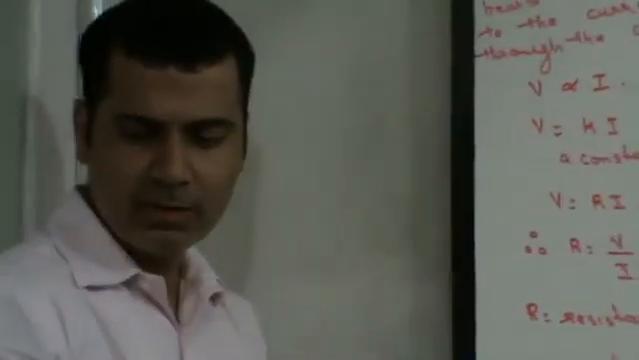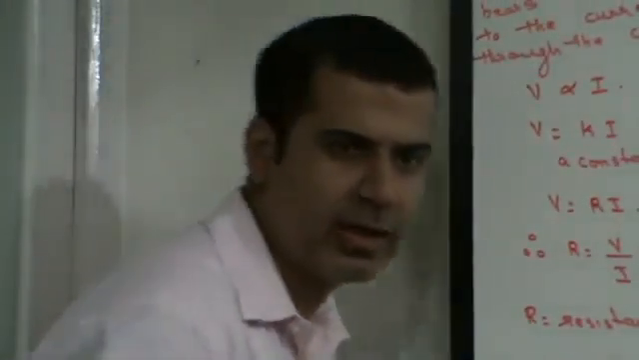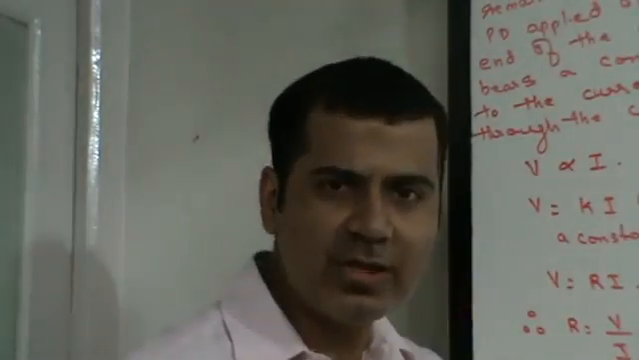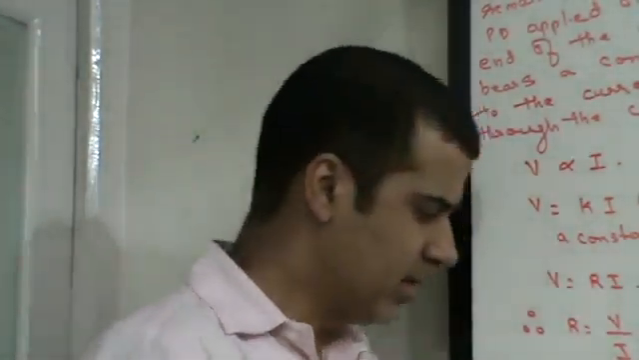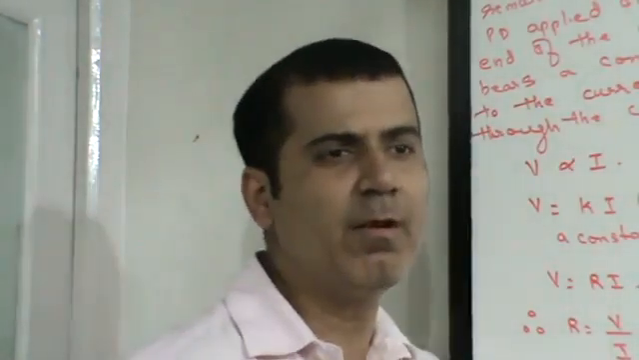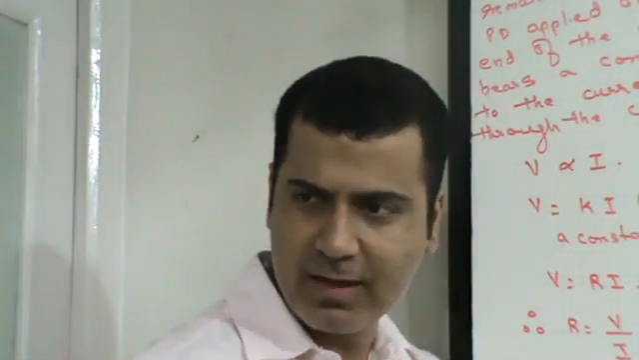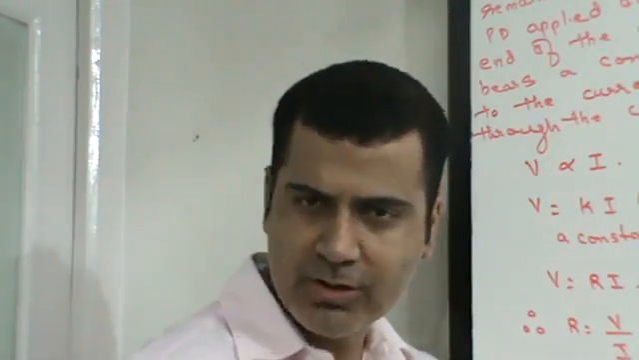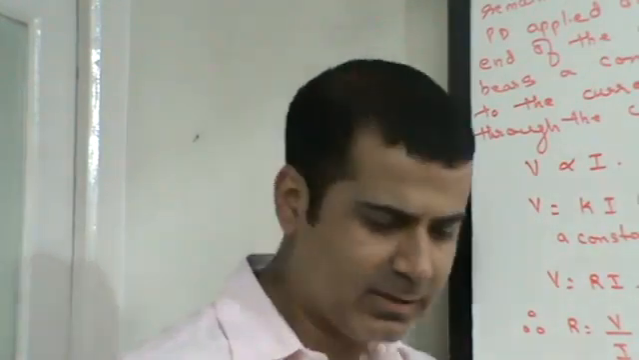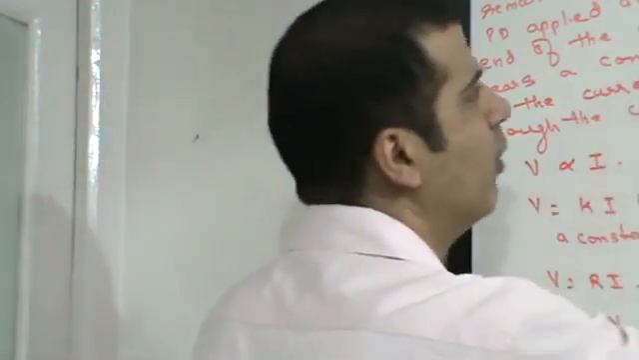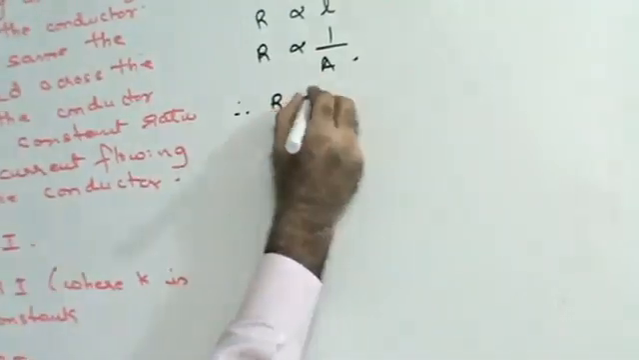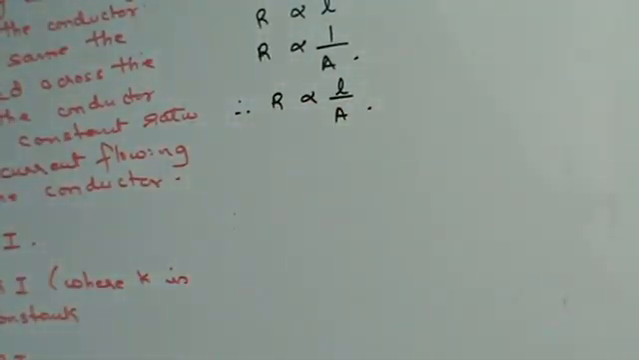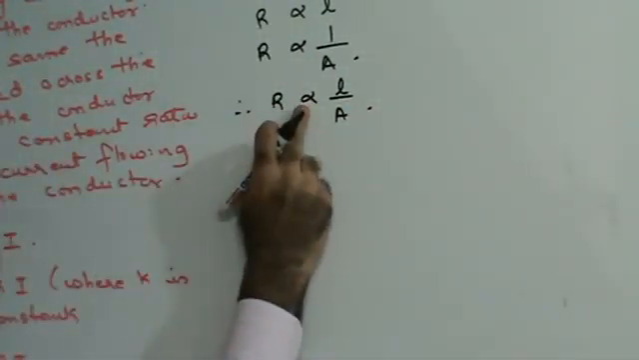Resistance is inversely proportional to the cross-sectional area. Question: why? As the cross-sectional area increases, the free space available for the movement of electrons will increase, right? Hence there will be fewer collisions and hence less resistance. Therefore, if I join the two equations, R is equal to L by A.